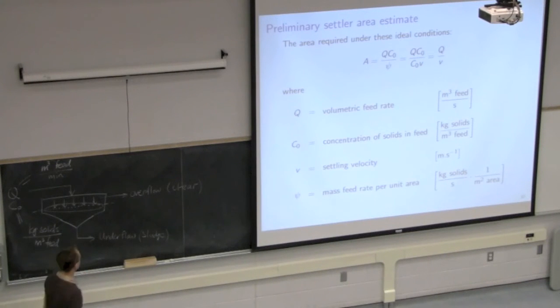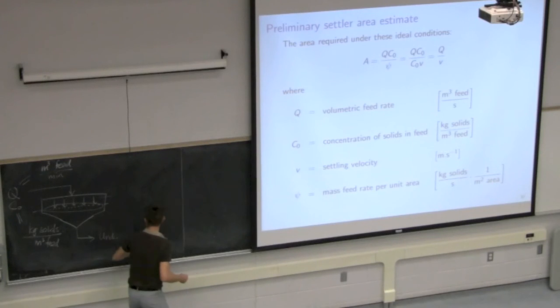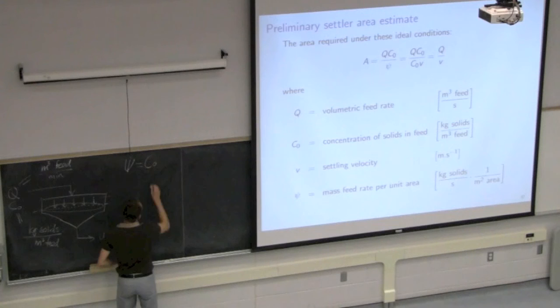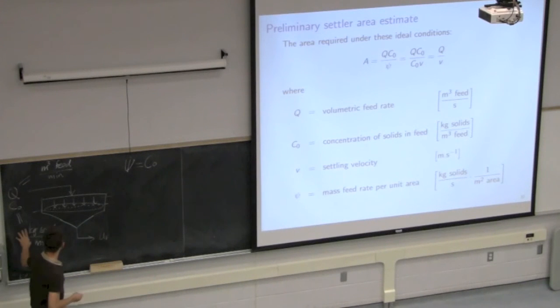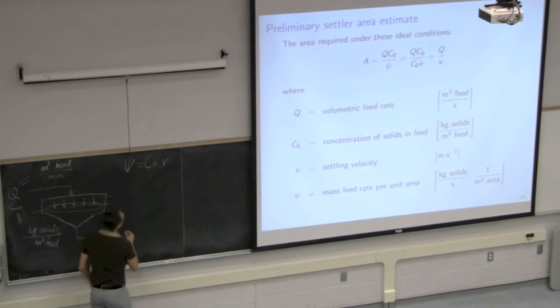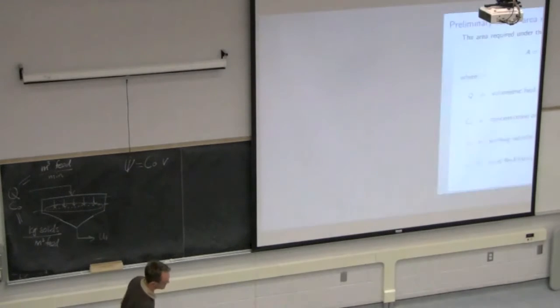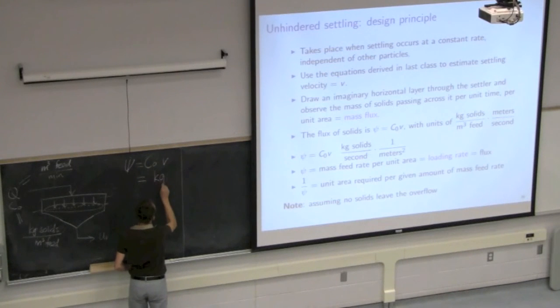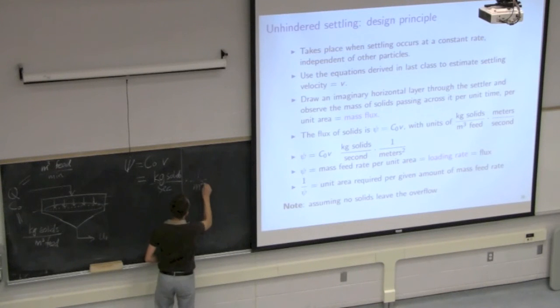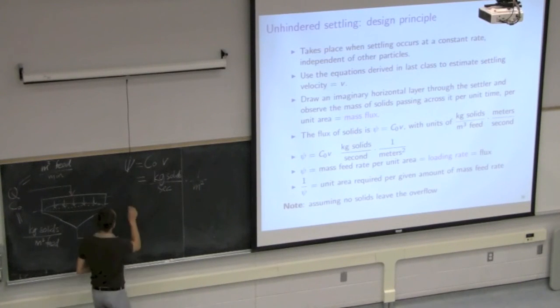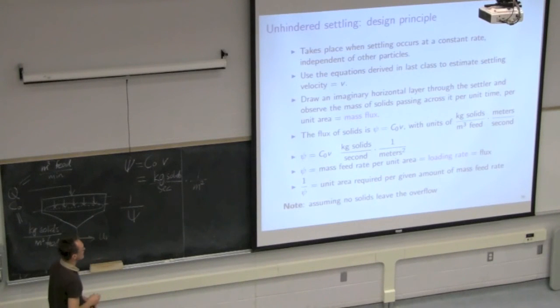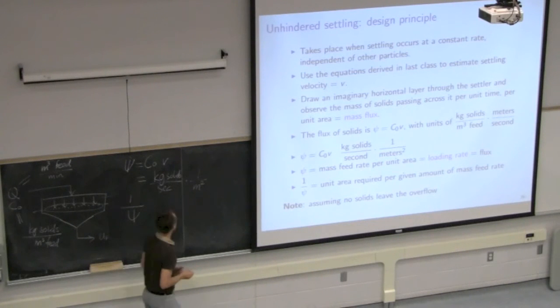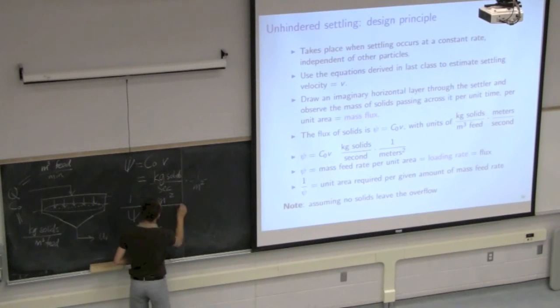So if we take a look at that interpretation, we've got our flux is equal to our mass flow, our concentration of solids, kilograms of solids per meter cubed, multiplied by velocity. There's another very useful way to interpret flux, and that's the inverse of it, I should say. So flux here, let's just put up the units just to be clear, kilograms of solids per unit time, so per second, multiplied by unit area. So solids per unit area, but what's also useful to interpret is 1 over flux. That's the unit area required for a given amount of mass feed. In other words, it has units of meters squared required per kilogram solids per unit time.